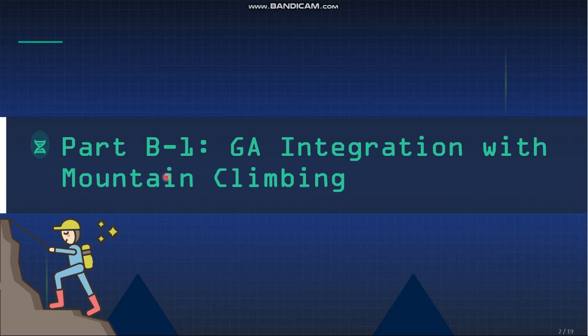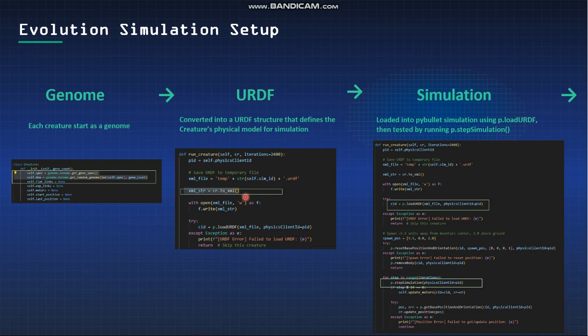Let's begin with part B1, which focuses on integrating the genetic algorithm with the mountain climbing task. For this task, I have implemented a system where each creature starts as a genome. This genome is then converted into a URDF structure that defines the creature's physical model for simulation. Each URDF creature is loaded into the PyBullet simulation using p.loadURDF, then tested by running p.stepSimulation over many steps to evaluate how well it climbs.